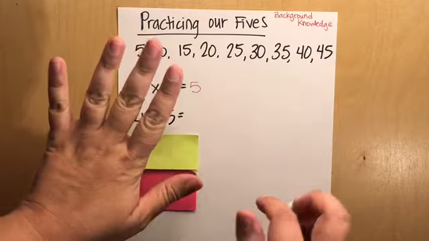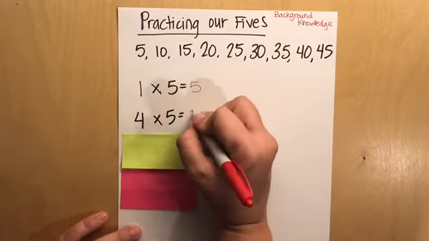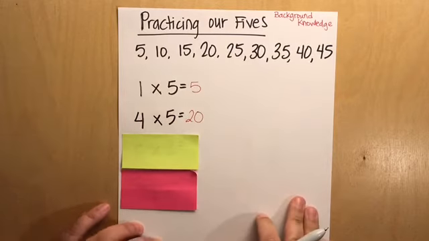We could also use our fingers and go 5, 10, 15, 20. Our answer is 20, or our product.